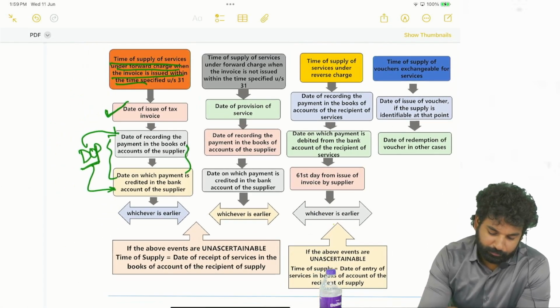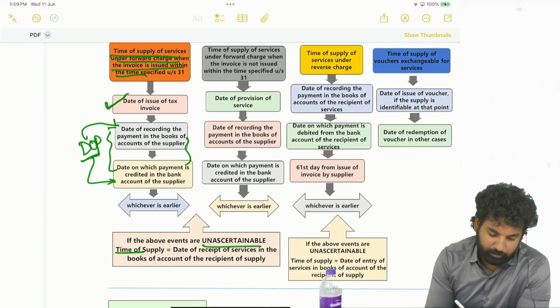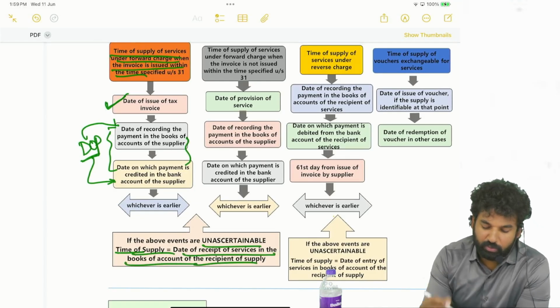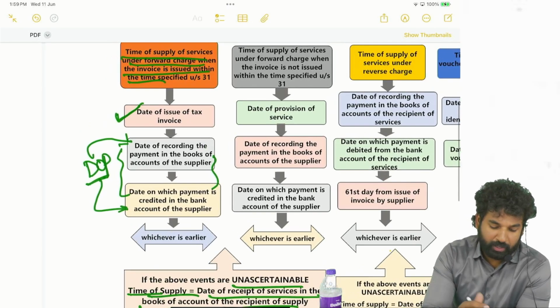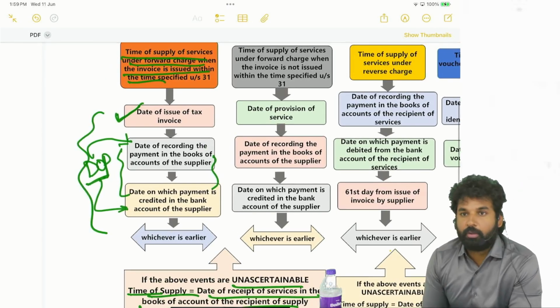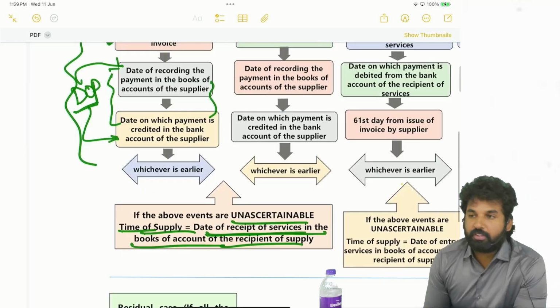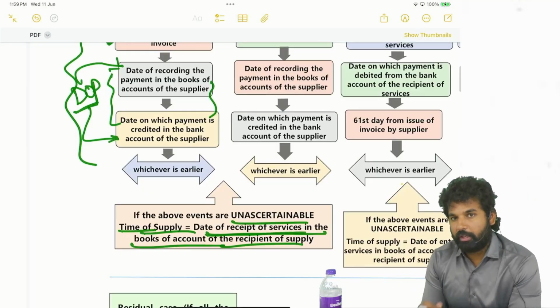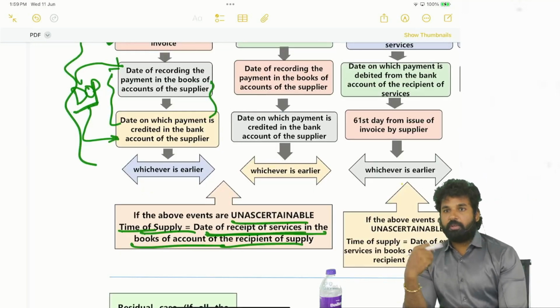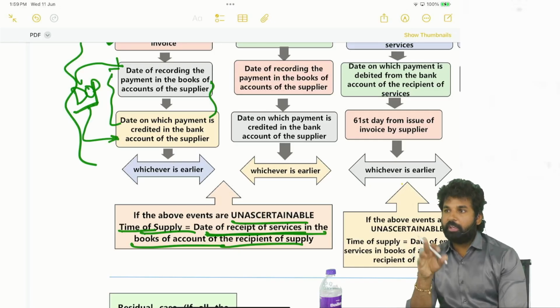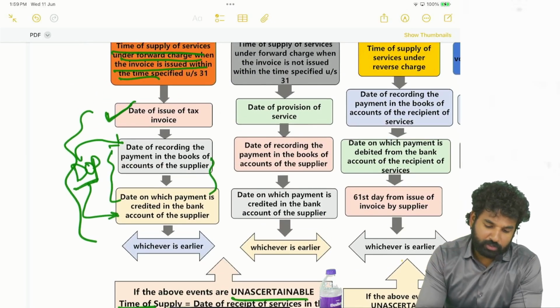If the above events are unascertainable, the time of supply will be the date of receipt of services in the books of accounts of the recipient. So if you are unable to determine with these parameters, the date of receipt of services in the books, whenever you note down that these services have been received in your books of accounts, that time will be the time of supply.